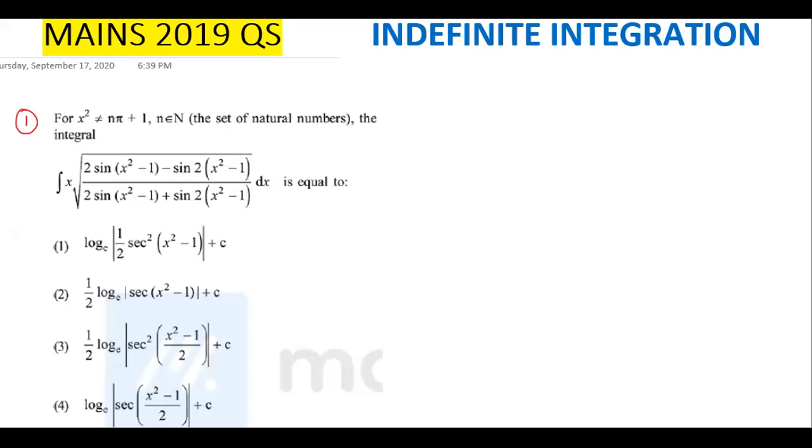Now I am going to discuss the indefinite integration Mains 2019 questions. These are very easy questions given in 2019.